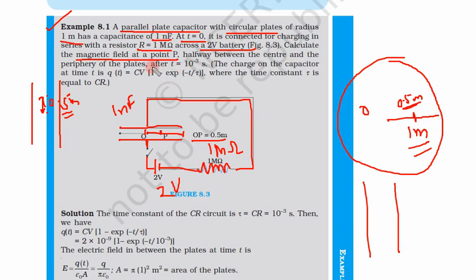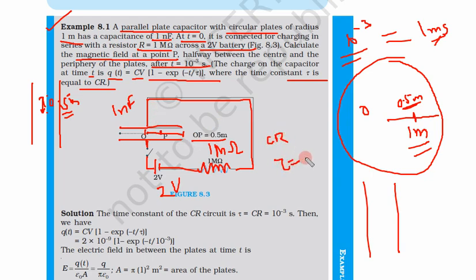We have to calculate after t equal to 10 to the power minus 3 seconds, so after 1 millisecond, that magnetic field. The charge on the capacitor at time t is changing, and it is given by this equation: Q equals C V into 1 minus exponential of minus t by tau, where tau is the time constant, and for a CR circuit the time constant tau is equal to CR. Okay, so now we have to calculate this.